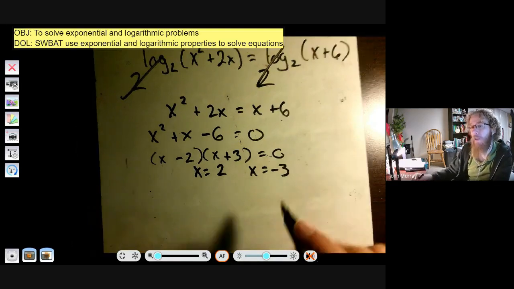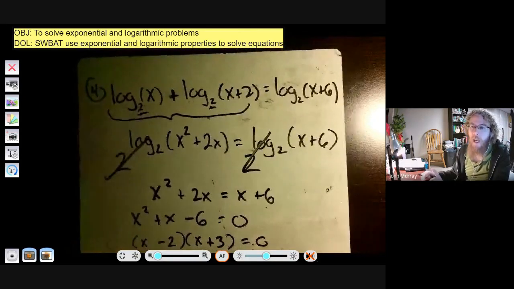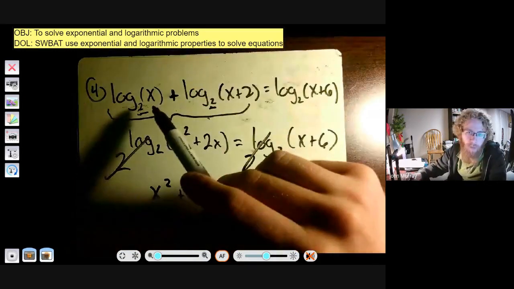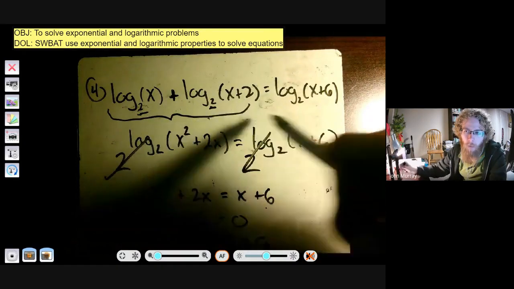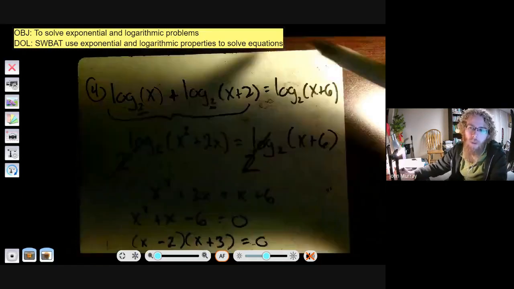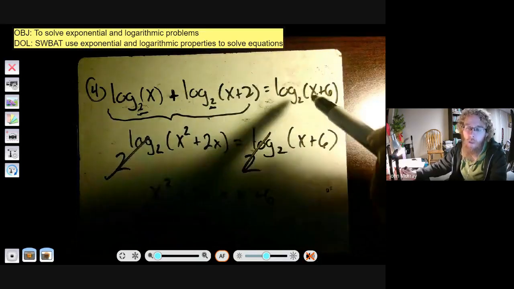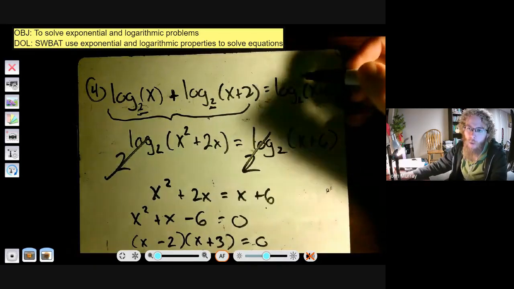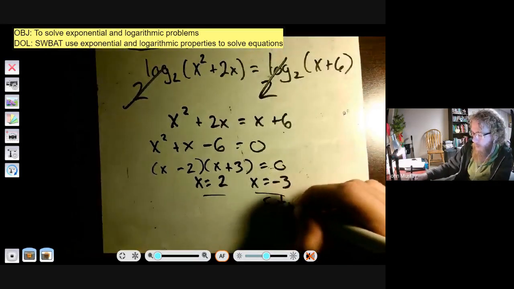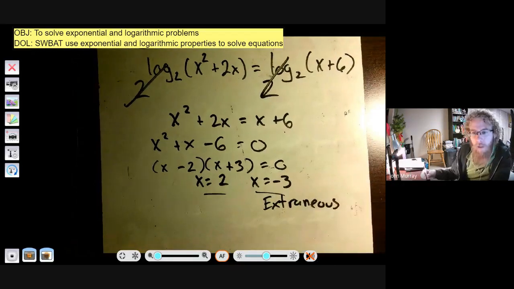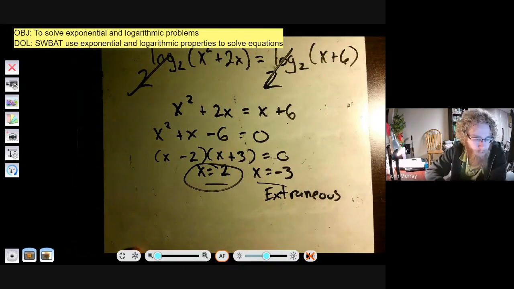So let's go back, and we have to be careful because one of our answers is negative. Now, if I plug in -3 here, obviously that doesn't work. If I plug in -3 here, it doesn't work. But over here, if this was the only logarithm I was dealing with, if I plugged in -3, I'd have +3, which would be okay. So it works for this logarithm, but it doesn't work for these. So -3 is extraneous, and our only solution is x equals 2.